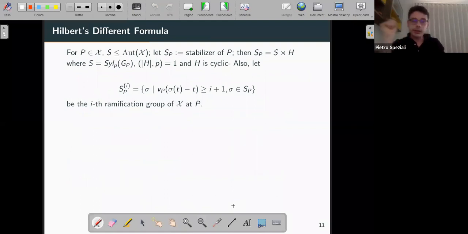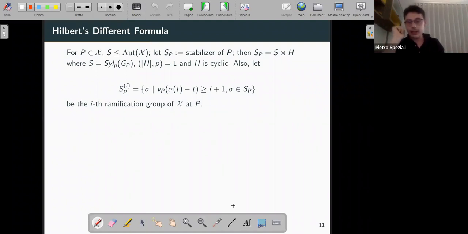Take a point P on a curve X, and take a subgroup of the automorphism group of X. We consider the stabilizer of this point P, denoted S_P. As you all know, in characteristic 0, the stabilizer is a cyclic group. But when the characteristic is positive, this may no longer be true. Actually, we have a normal p-group normalized by a cyclic group whose size is not divisible by the characteristic. Of course, we may have all these cyclic groups, but in general, this is not the case.